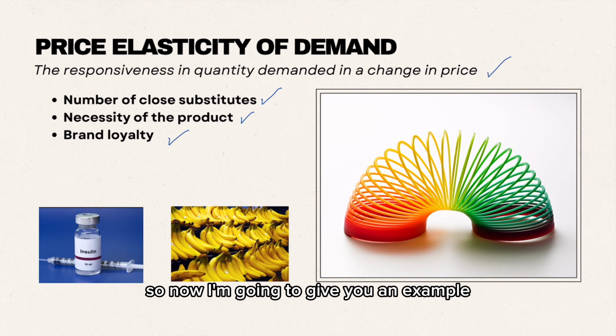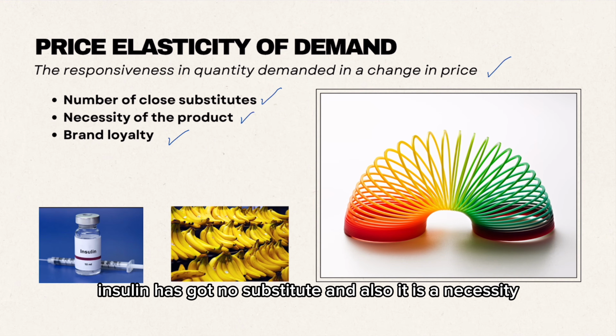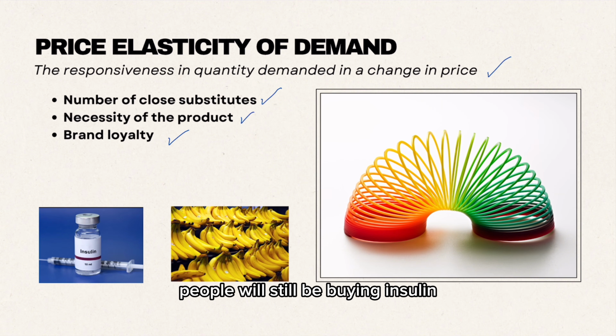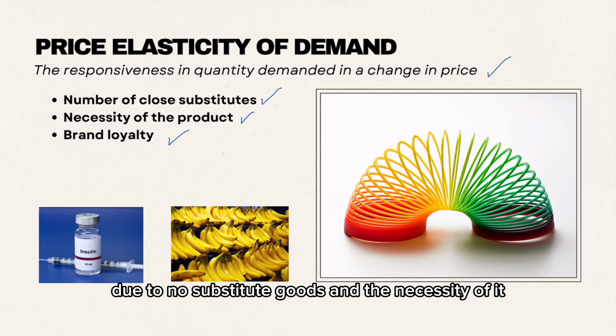So now I'm going to give you an example. Insulin has got no substitutes, and also it is a necessity. So hypothetically, if the price of insulin went up 4 times, people will still be buying insulin due to no substitute goods and the necessity of it.